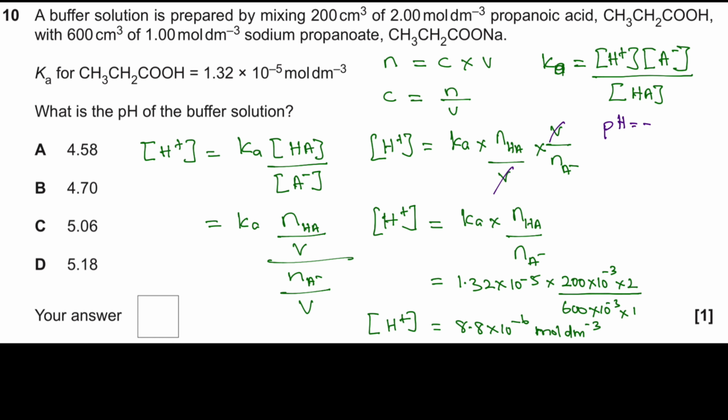pH equals minus log 10 concentration of acid, and that is minus log of base 10 times 8.8 times 10 to the power minus 6, and so the pH is 5.06, and what has 5.06 here is C, so we have to put C in the box.